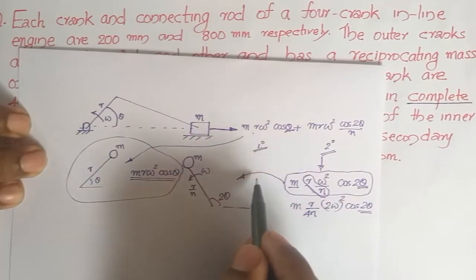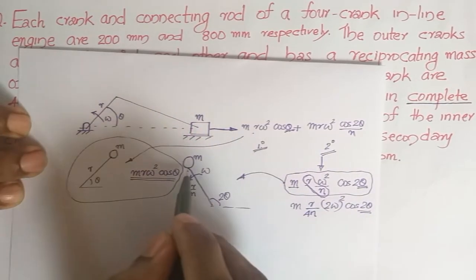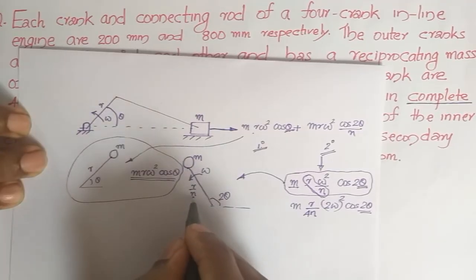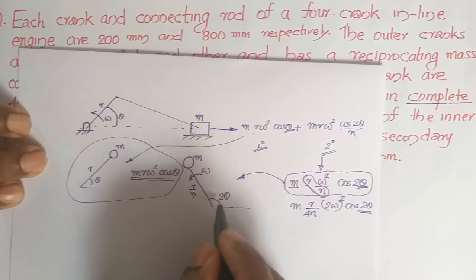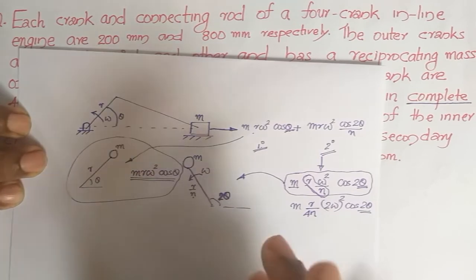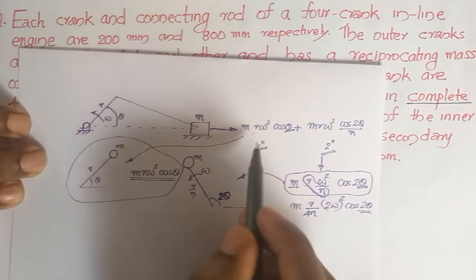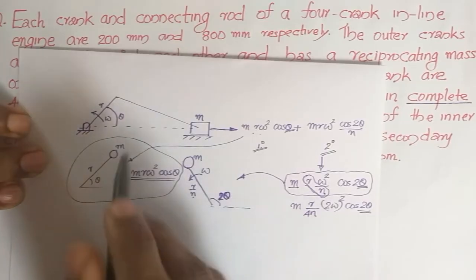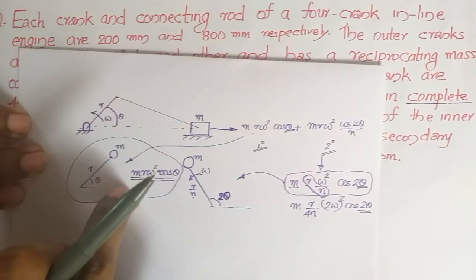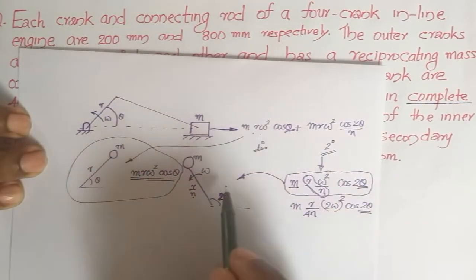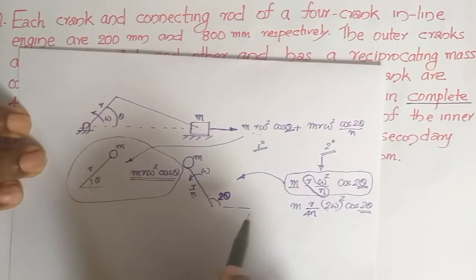This can be taken in a way: the same mass m is placed at a distance of r by n, and that crank is rotating at a velocity of 2 omega, and the angular position will be 2 times theta. So this is the equivalent primary arrangement, and this is the equivalent secondary arrangement. This we will be considering for solving problems.